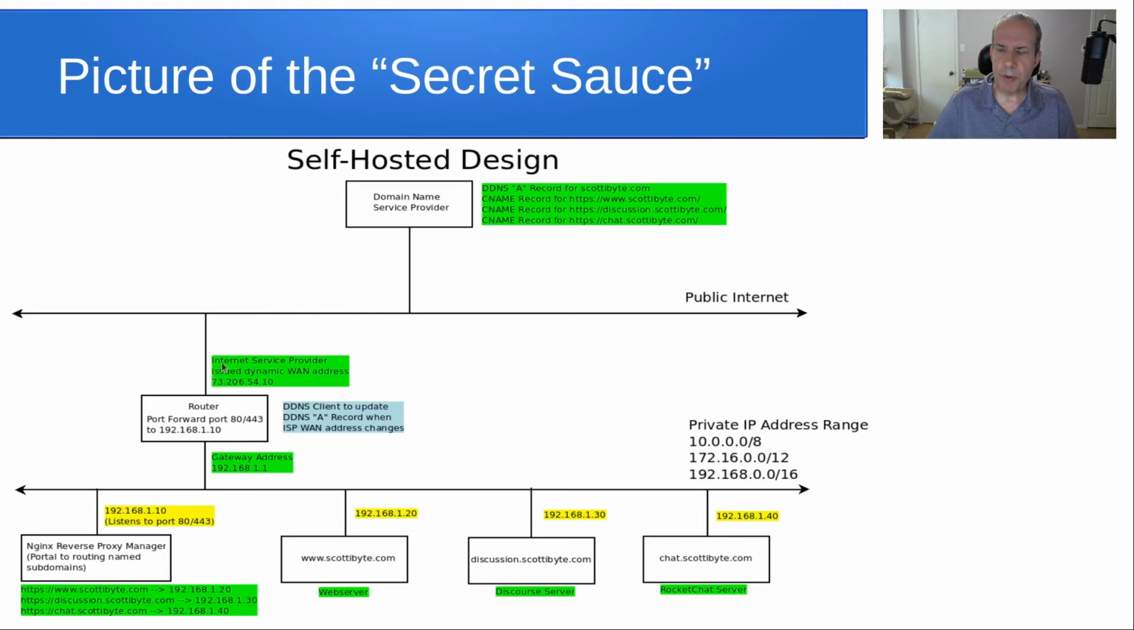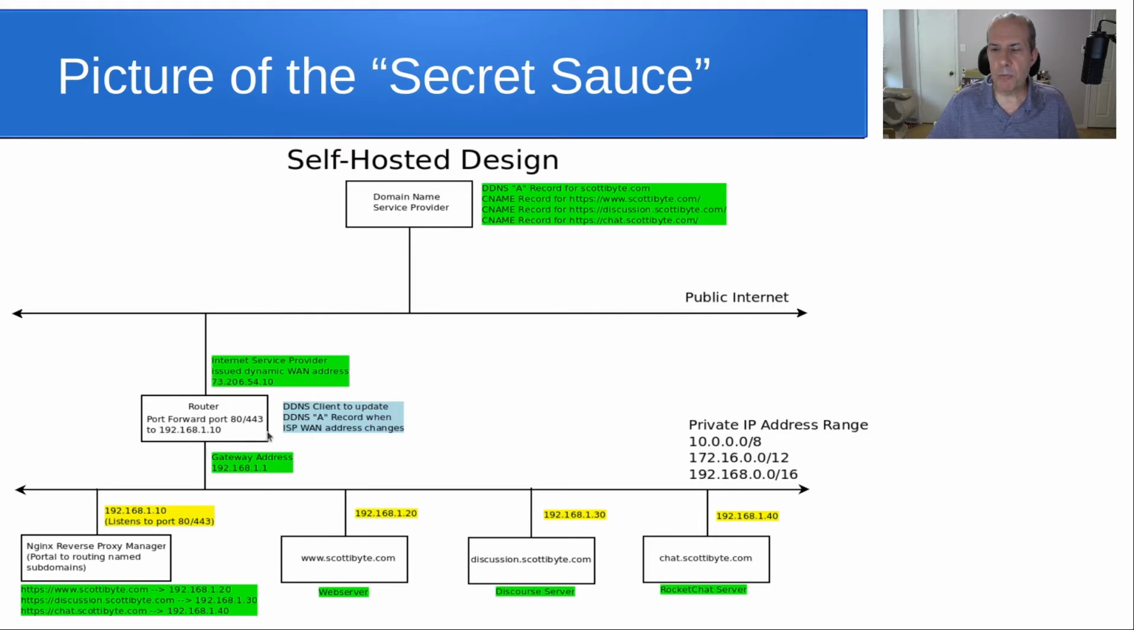Your internet service provider is going to grant you a dynamic WAN address. So your cable modem is going to get a dynamic address from your internet service provider that can change. Let's say that WAN address is something like 73.206.54.10, just a number out of the air. That thing can change, and it's going to provide that to your router. That's how the router knows how to communicate out onto the internet, and also how things on the internet can get back to your router.